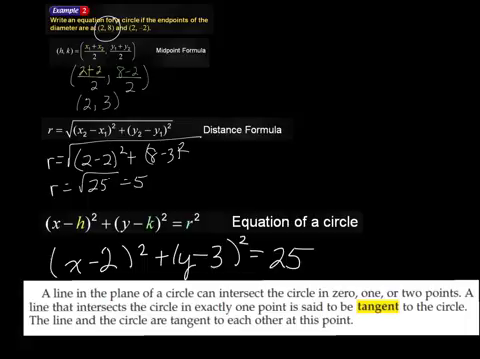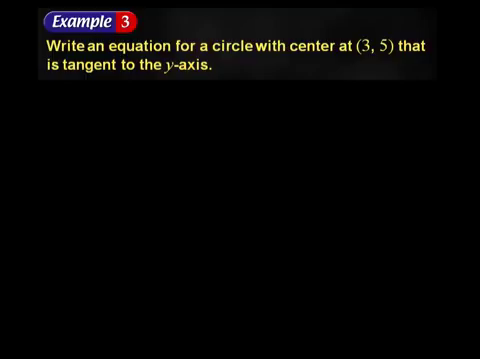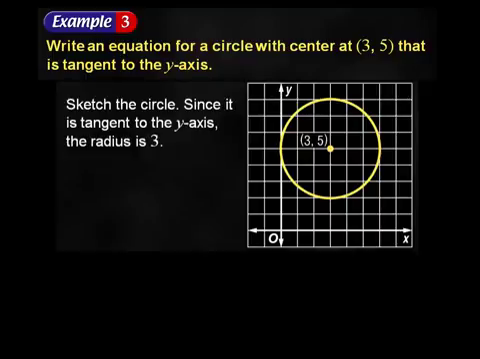The line and the circle are tangent to each other at this point. Write an equation for a circle with center at 3, 5 that is tangent to the y-axis. Without graph paper this might be kind of tricky, but if we plot the point, 3 to the right, 5 up, and tangent means it touches at 1 point. So tangent to the y-axis, we have a radius then of 3.